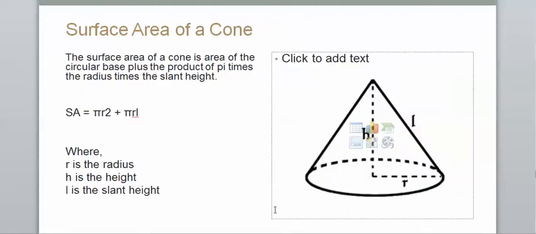Okay, the surface area of a cone is similar, except in this case we have the circular base, and we don't have a circle at the top. The top is a vertex. So we need to find the area of the circle, pi r squared, plus the area of the conic shape on the top, which is pi times the radius times the slant height.